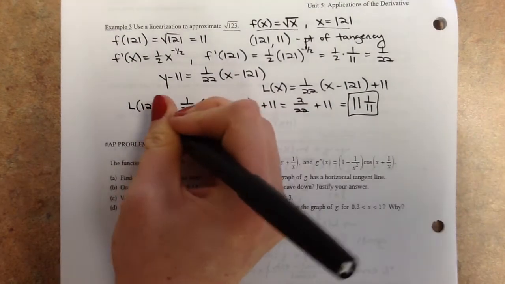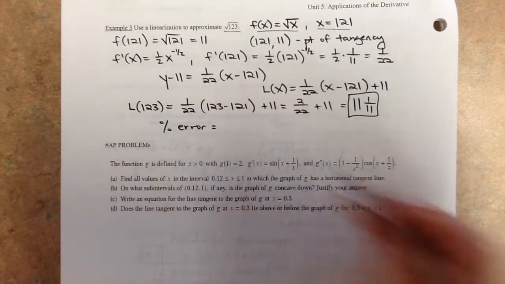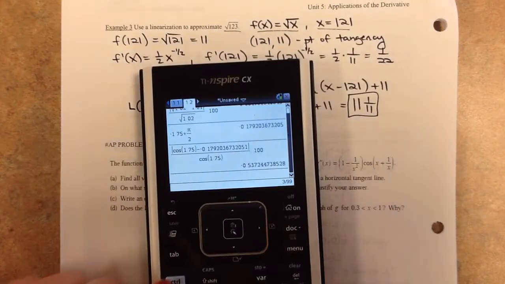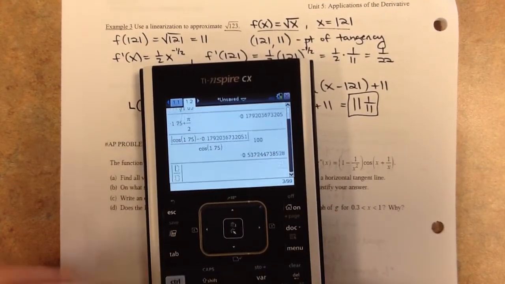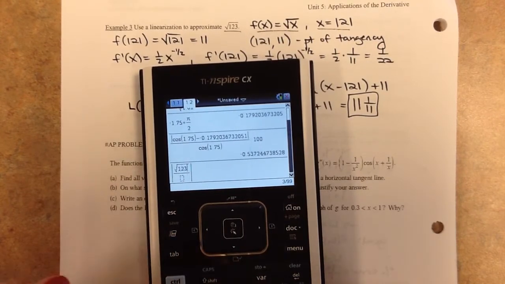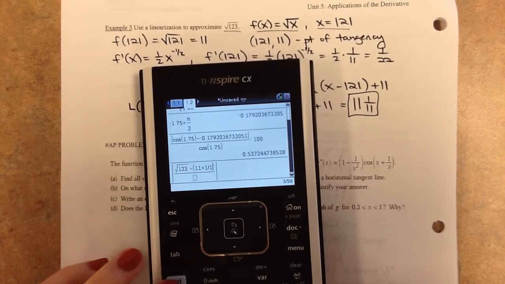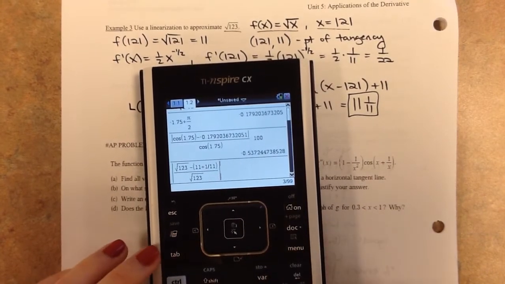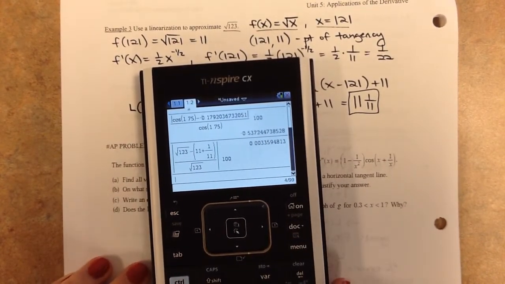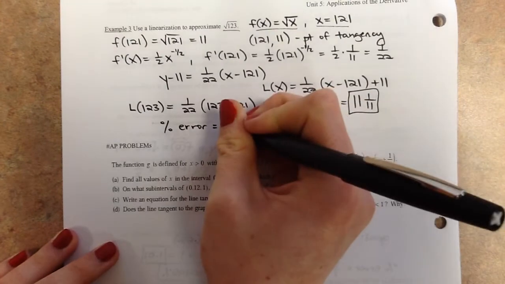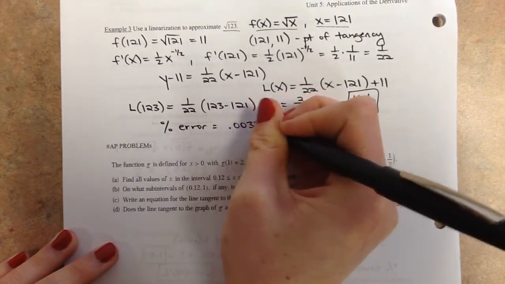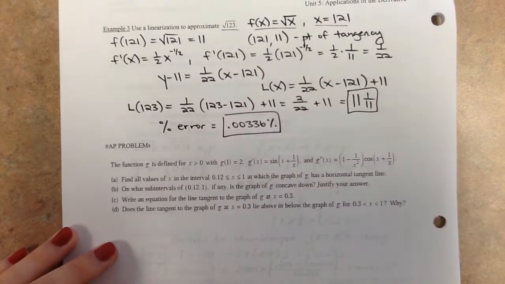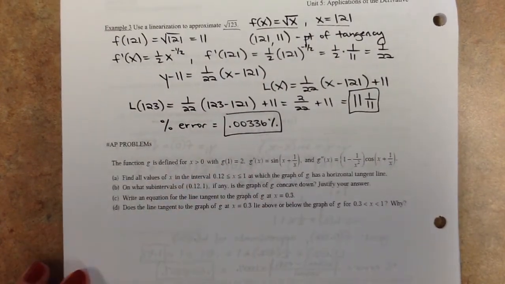Okay, so percent error. We are going to plug into our percent error formula. Absolute value on the outside, fraction on the inside: the actual square root of 123 minus our approximation, which is 11 and 1/11, over the actual square root of 123. And then we take all of that times 100%. All right, so this one is pretty darn accurate too. We've got 0.00 and then 336. So 3 sig figs. Pretty accurate for that one as well. Okay, and then like I said, this AP problem we are going to do all together.